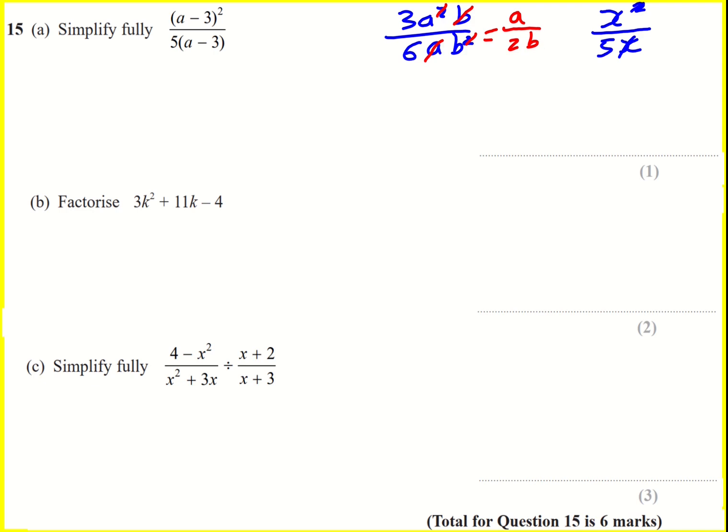But my point is that actually this one over here is essentially the same as this. I've just replaced a minus 3 by x on the right. So my answer, I can just cancel this out. My answer is just going to be a minus 3 over 5.